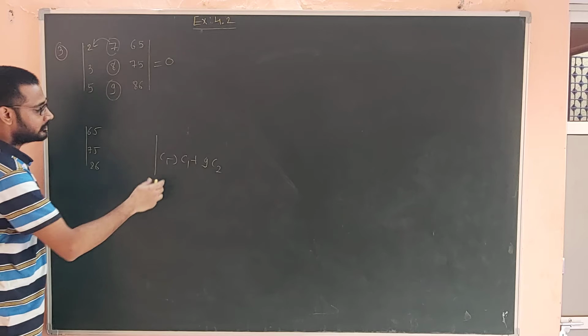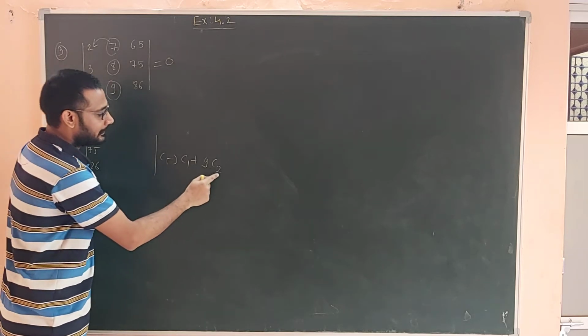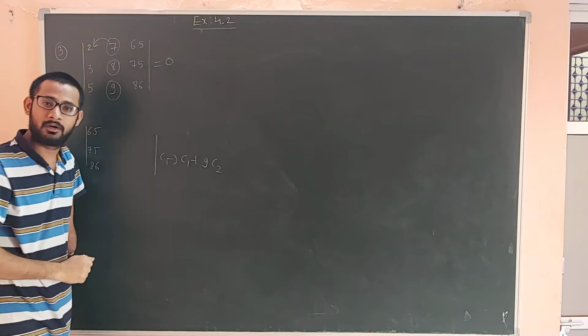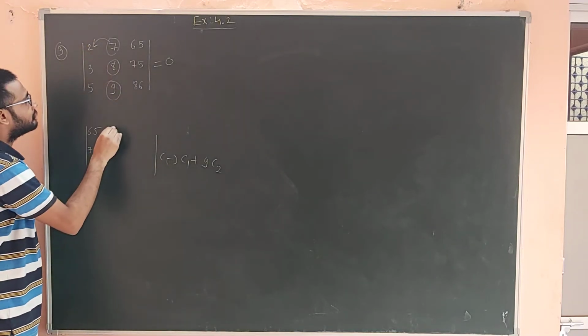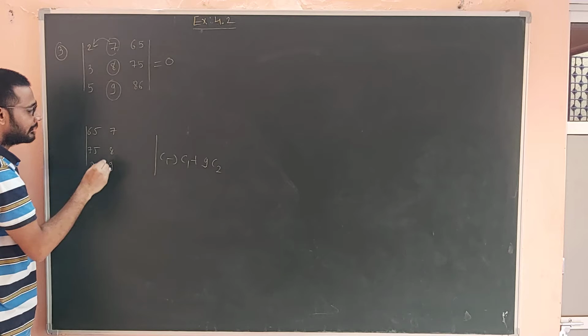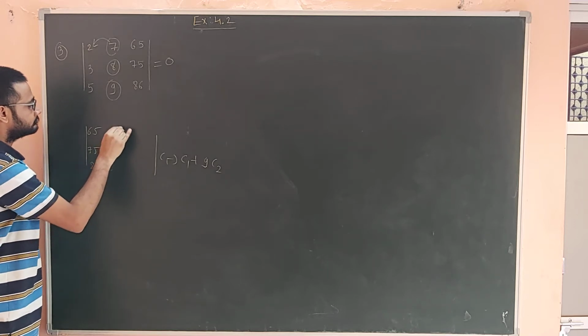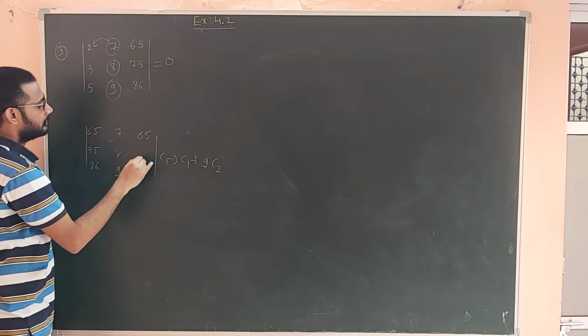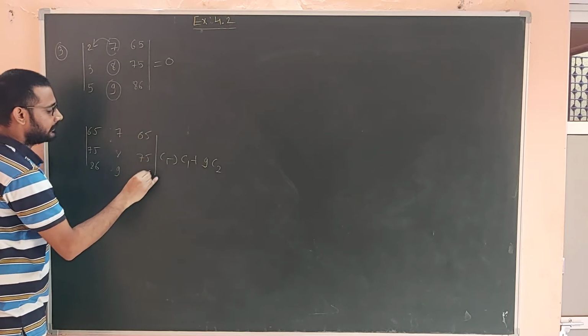Okay. So here the operation is like this. I multiply column 2 with 9 and add into the first column. The second column, 7, 8, 9, stays as it is, and the third column again stays as it is: 65, 75 and 86.